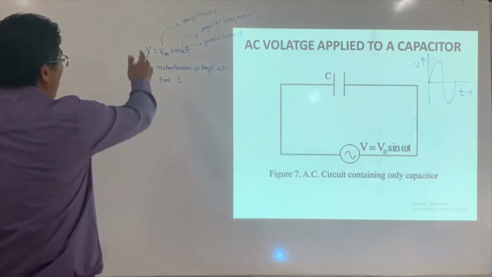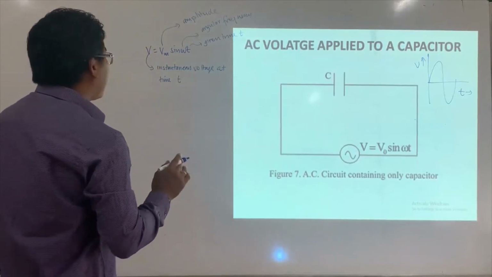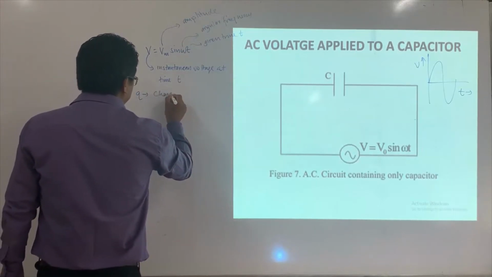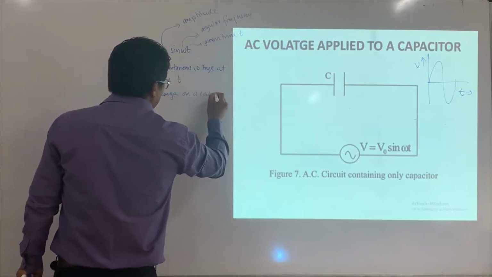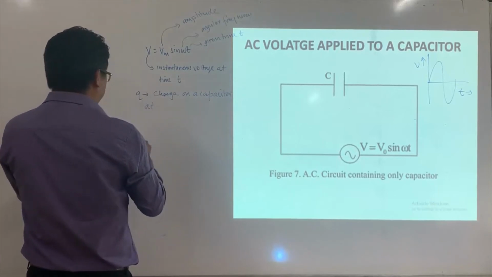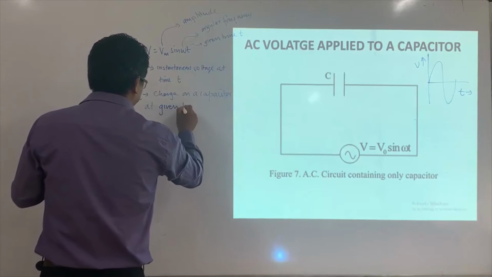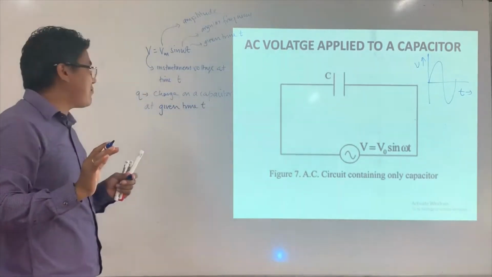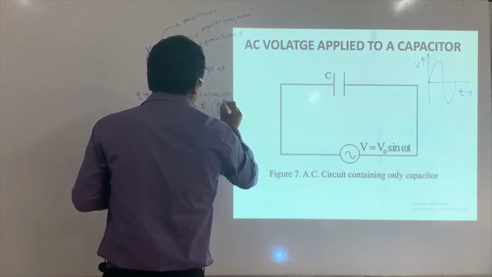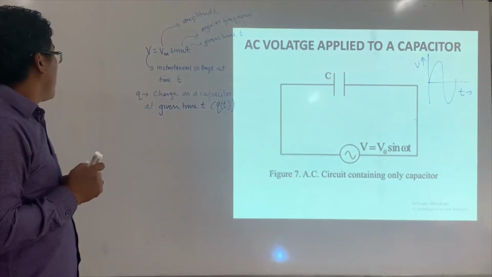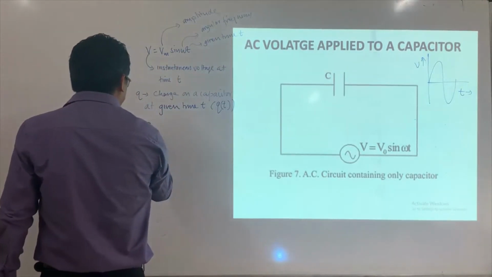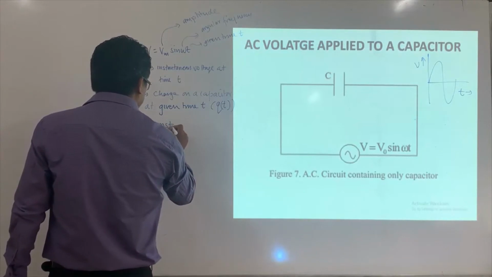So this is the voltage we supply. And at any instant of time t, Q is the charge on the capacitor. Sometimes we could write Q is equal to Q of t. This is the point. Now look here. I is what? Let's say I is the instantaneous current.